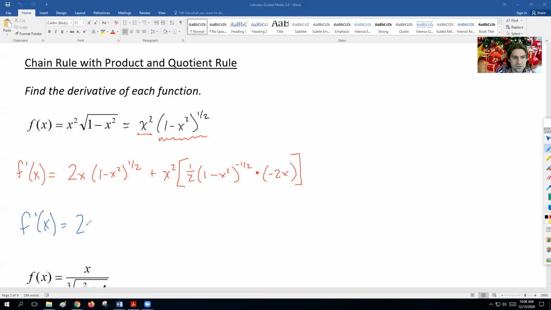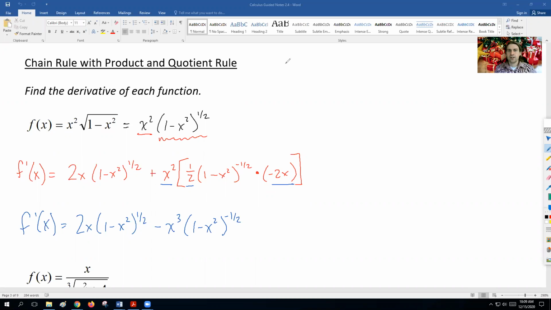All right, first off, the 2x times 1 minus x squared to the 1/2 power. That does not simplify at all. That's just that. And then plus, okay, we can multiply the x squared. Actually, I'm not even going to put plus there because what's going to happen next? We can multiply the x squared times the 1/2 and then also times the negative 2x. So we would get 1/2 times the negative 2 is negative 1. x times x is x squared. So we get a negative 1 x cubed times 1 minus x squared to the negative 1/2.